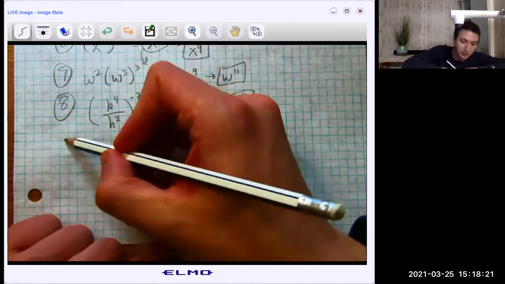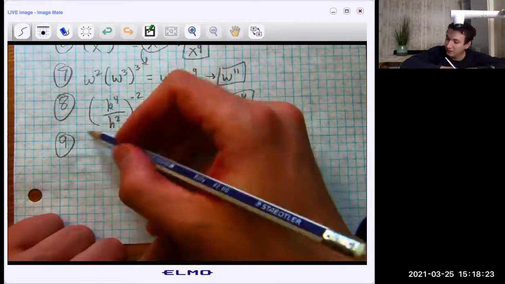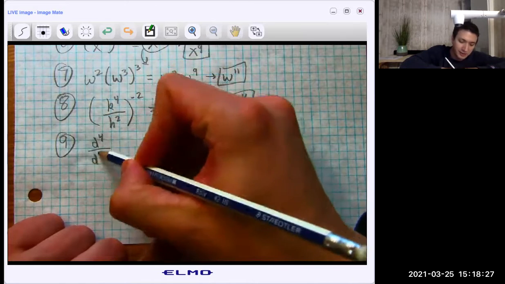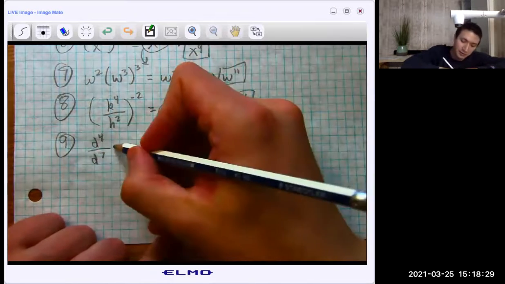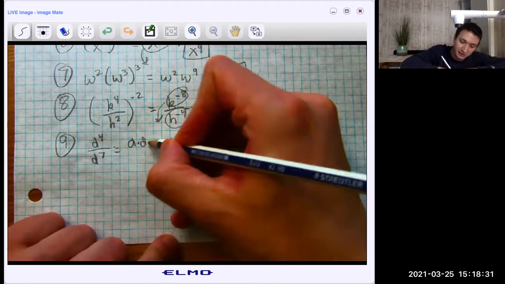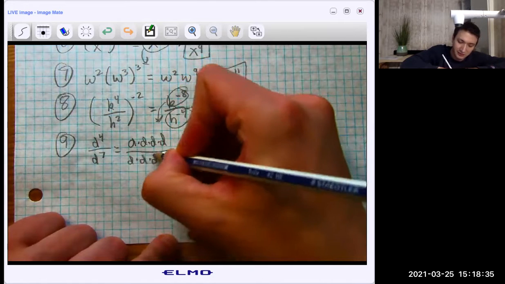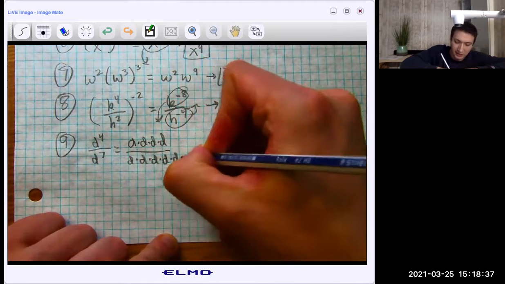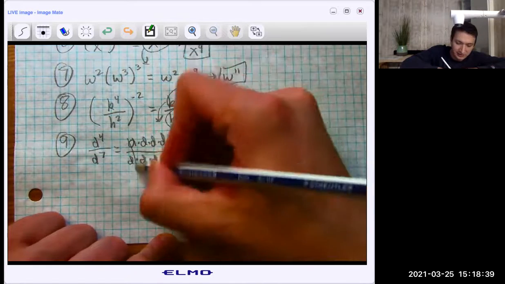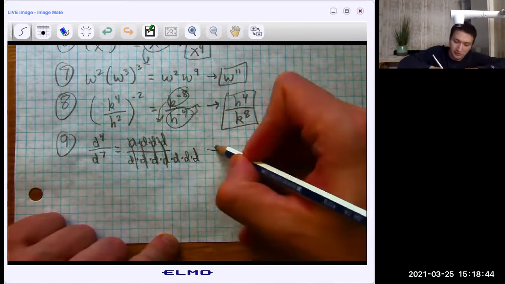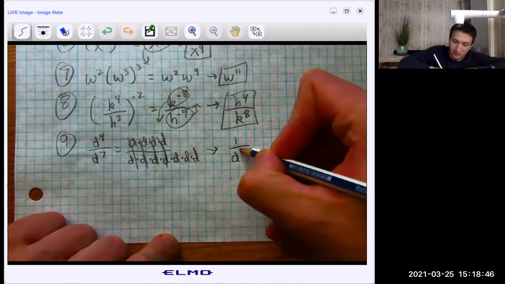All right, we're going to do 2 more, and then we're done. Let's say we had d to the power of 4 over d to the power of 7. Well, remember, that's just d times itself 4 times, and this is d times itself 7 times. So when we simplify that, a lot of these d's cancel and simplify to 1. So really what you're left with is 1 over d to the power of 3.